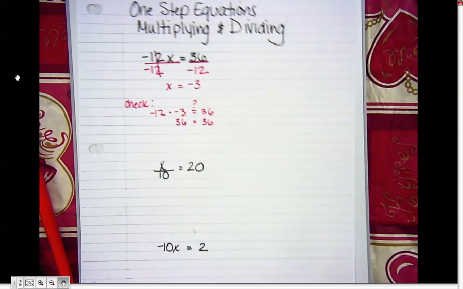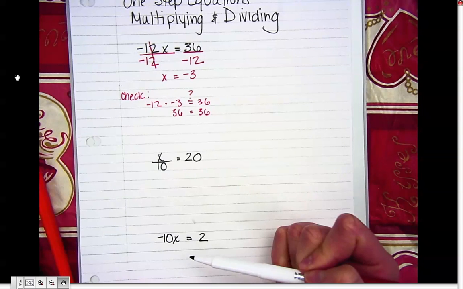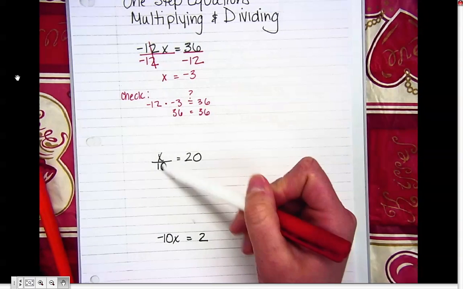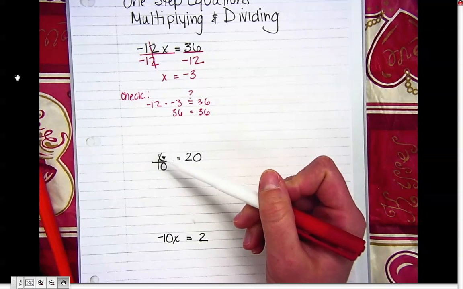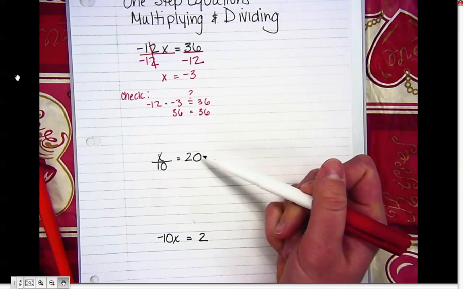Okay, so let's take a look at x divided by 10 equals 20. Now, you're probably looking at this and going, oh, yes, x equals 2. That's easy. Why'd she even bother putting it on there? Well, let's take a look at it again. This is division. We know that fractions mean division. So whatever x is, it's being divided by 10, and that gives you 20.